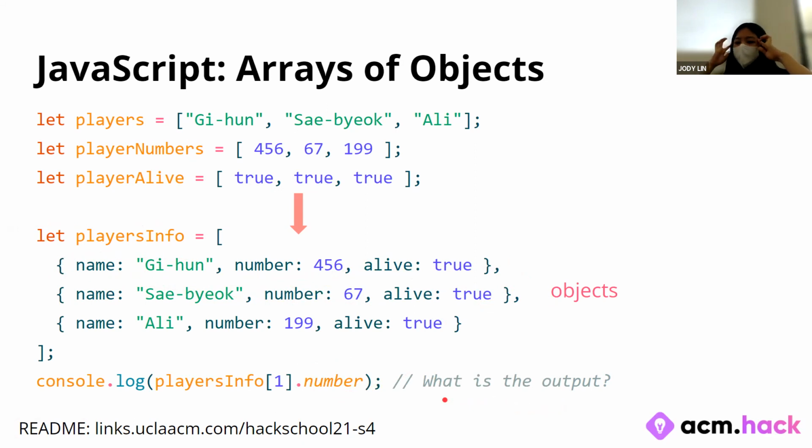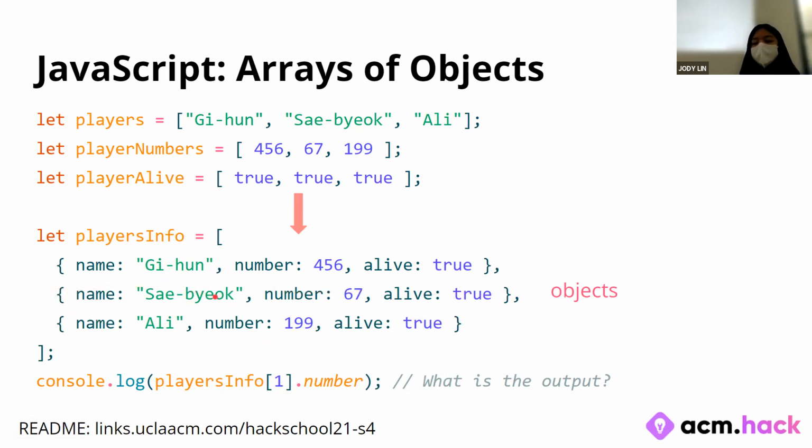Just think about it in your head. If I have player's info of 1 dot number, just think about this real quick. All right, so hopefully you're looking at it, and we can walk through this right now. Player's info of 1. If we count in this player info's array, 0th index is this first one, first index is the second one. All right, so we get back an object.